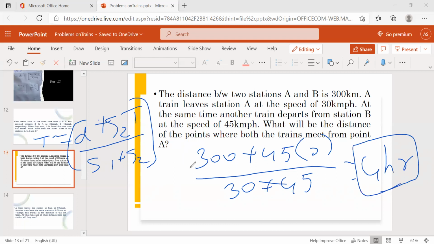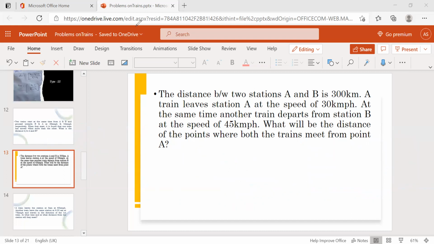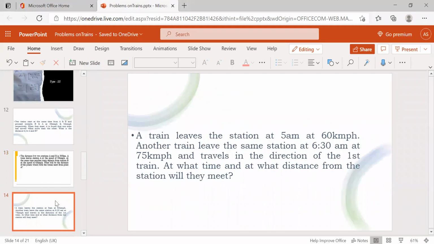Okay. This is the formula question. Now I'm going to clear this. Now we'll move to the next question.